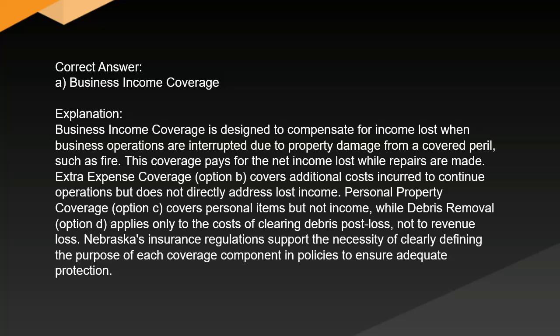Extra expense coverage, option B, covers additional costs incurred to continue operations but does not directly address lost income. Personal property coverage, option C, covers personal items but not income, while debris removal, option D, applies only to the costs of clearing debris post-loss, not to revenue loss. Nebraska's insurance regulations support the necessity of clearly defining the purpose of each coverage component in policies to ensure adequate protection.